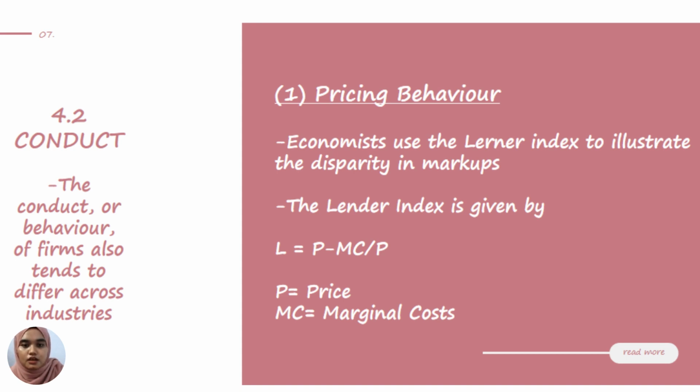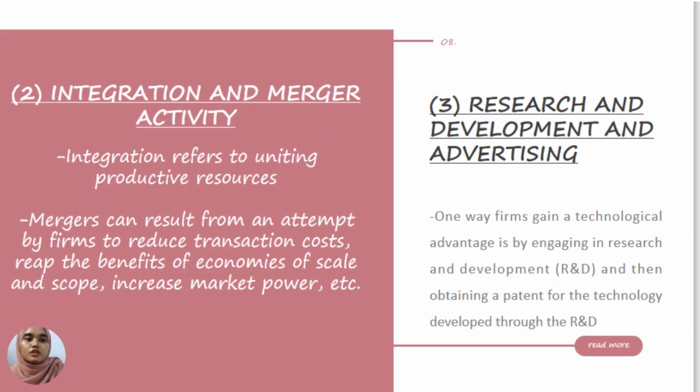We can see the Lerner index is given by L equals P minus MC over P. P stands for price and MC stands for the marginal cost. Secondly, integration and merger activity.